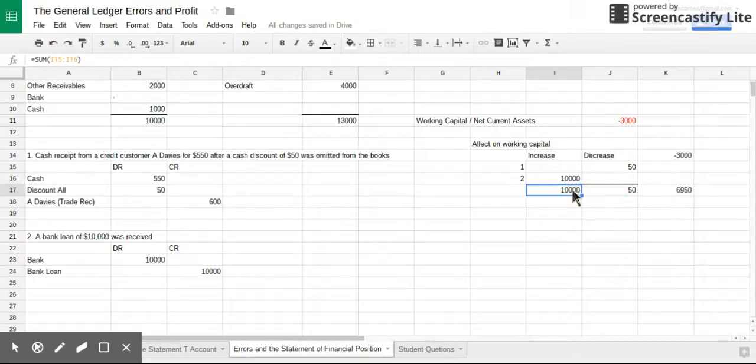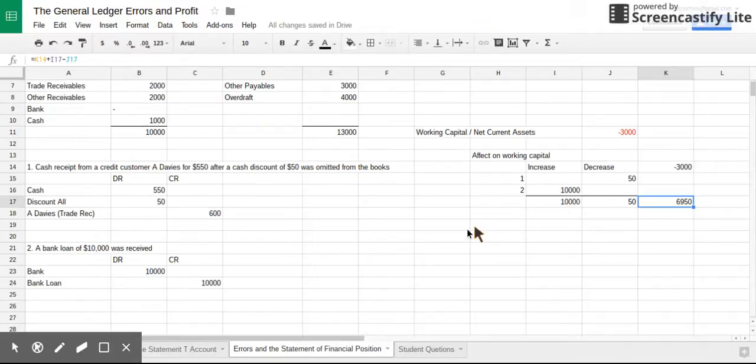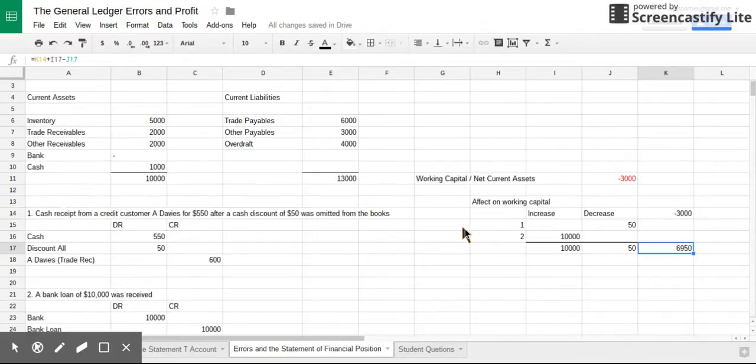So the overall impact is going to be an increase of $10,000 and a decrease of $50. So overall, there's going to be a $9,950 increase in working capital. So the working capital of the business now will be $6,950. So now it would appear like this business is going to have sufficient money to pay its current liabilities, and therefore is far more likely to carry on trading in the future.